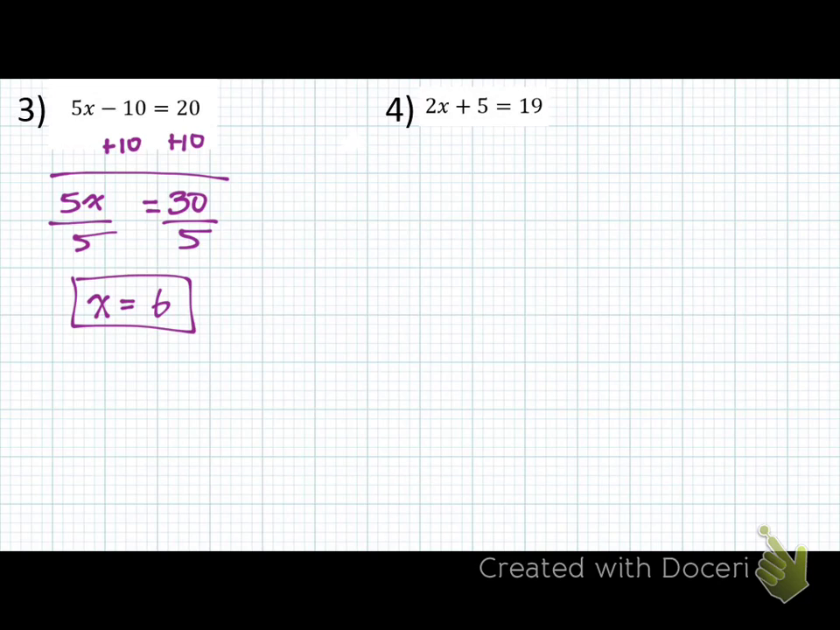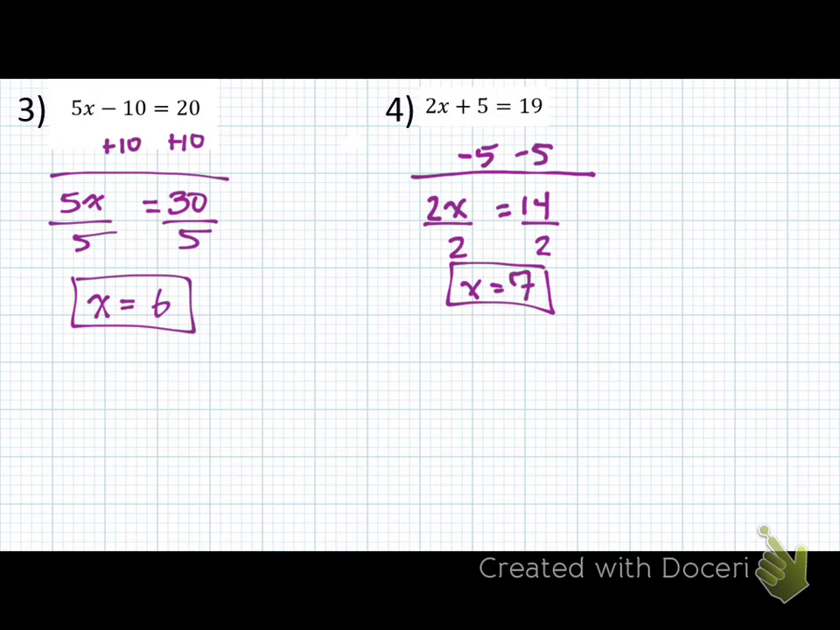Okay, next one. Number 4. Turn to your neighbor, and I want you to predict what are the two properties you're going to use. Turn to your group and tell them what two properties you're going to use to solve this before you start. Okay, and work this out yourselves. Ready? Go. So on this one, we're going to subtract 5 on both sides, and then we're dividing both sides by 2, and we have x is equal to 7.